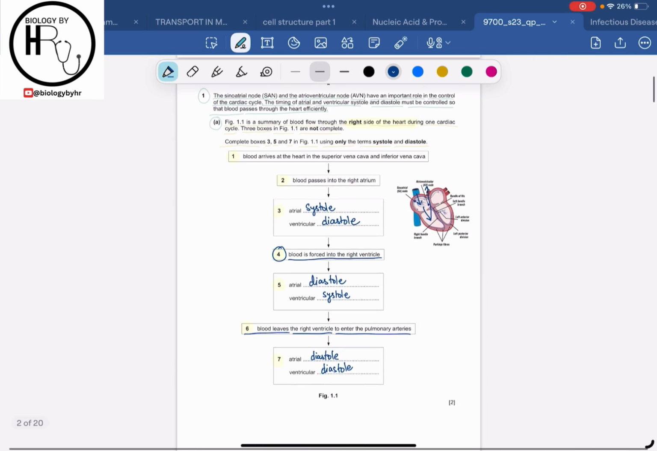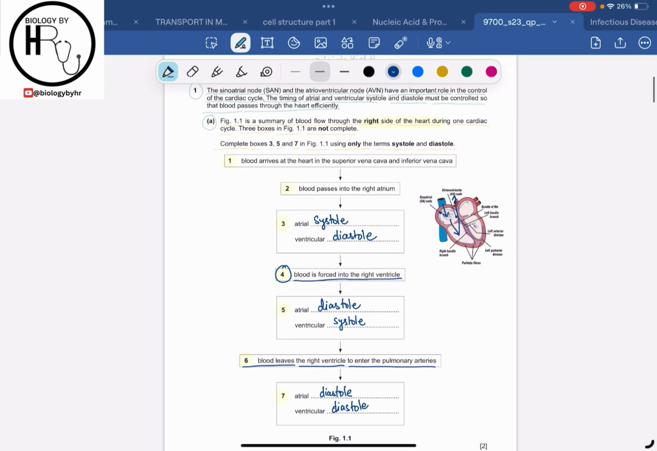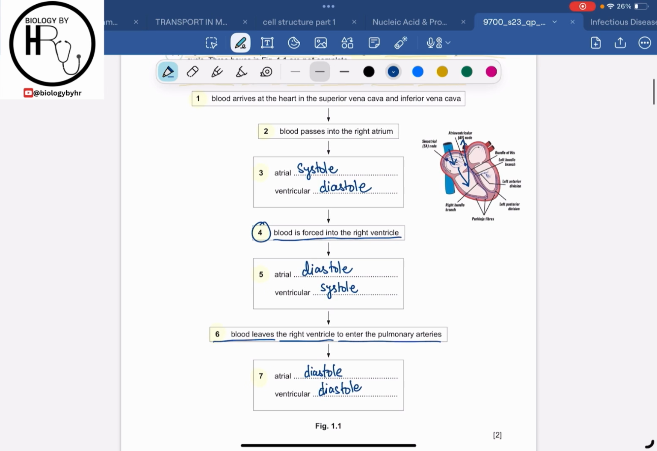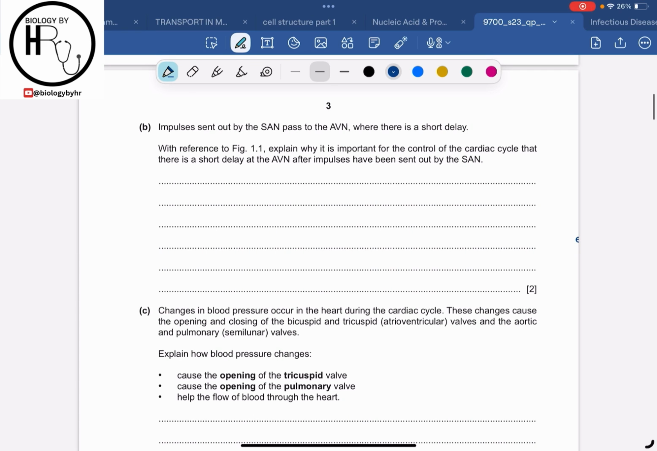So basically this is how you are supposed to get yourself done with question number 1 part A. I hope that this is clear to you guys. Now let's move on to part B over here.